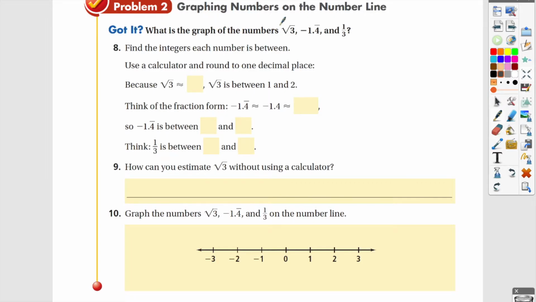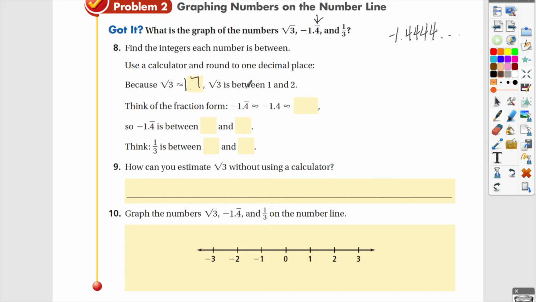What is the graph of the numbers square root of 3, negative 1.4 repeated, and 1 over 3? Again, really quick, that little line above that 4 means that it is repeating. So it's basically negative 1.444444, yada, yada, yada. All right? So let's find the integers each number is between. Use a calculator to round to 1 decimal place, because the square root of 3 is going to be approximately 1.7. The square root of 3 is between 1 and 2, right?